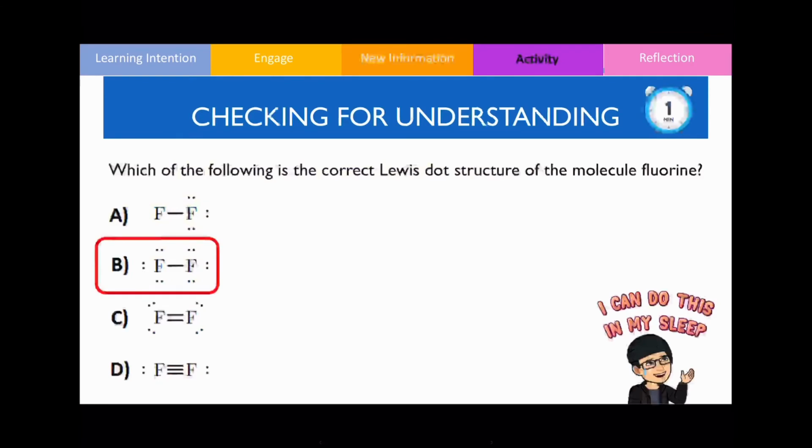So fluorine has 7 valence electrons, and because it's symmetrical, okay, so fluorine 1, 2, 3, 4, 5, 6, 7, 1, 2, 3, 4, 5, 6, 7. Therefore, these electrons over here, they would actually be shared in the center, and in doing so, each fluorine would therefore have 8 valence electrons.